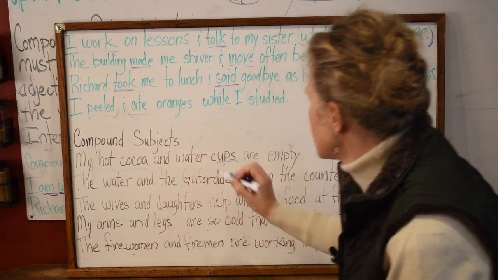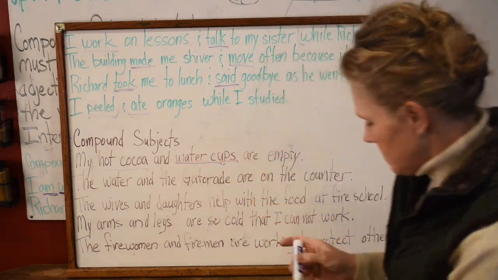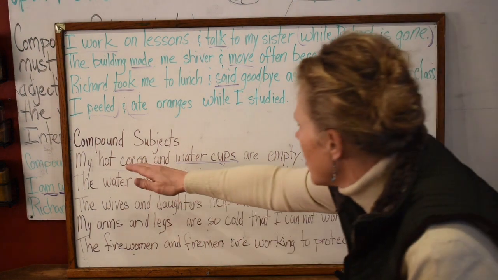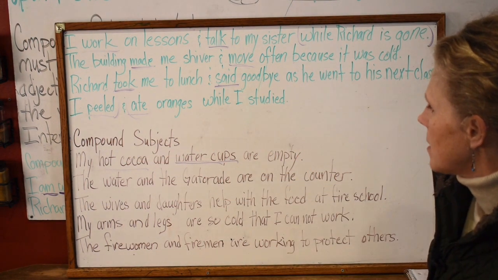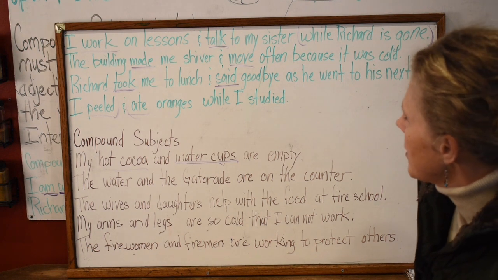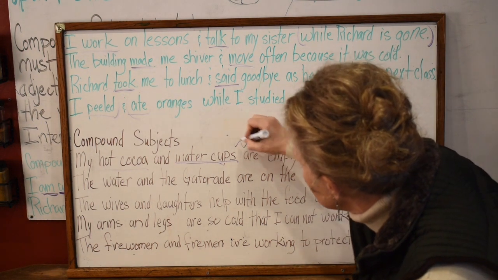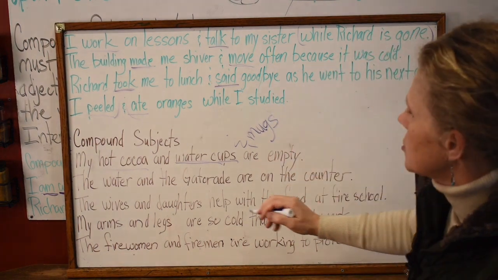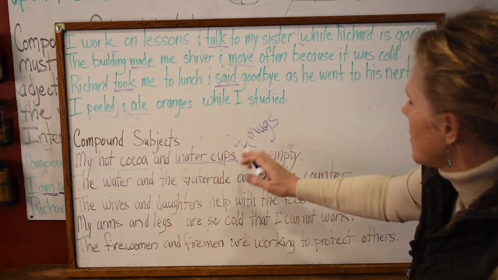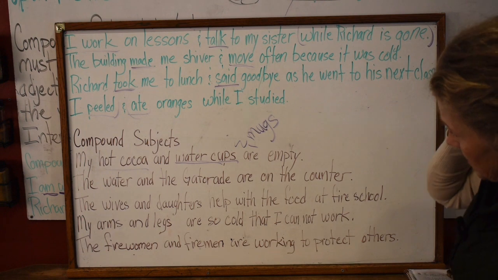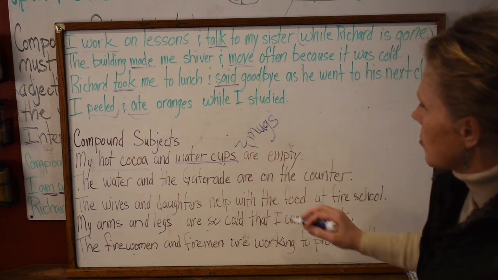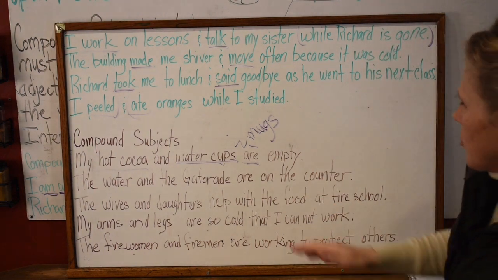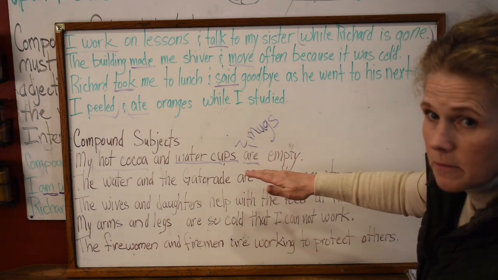Well, and I would almost say water cups right there. No, because water is describing cups. You're right, it is, but hot cocoa is describing cups too. No. Maybe you should say cups and mugs. Maybe that's what we should do. The hot cocoa and water cups and mugs are empty. So we need the plural on there. See, there's only one verb that we're talking about right here, right?